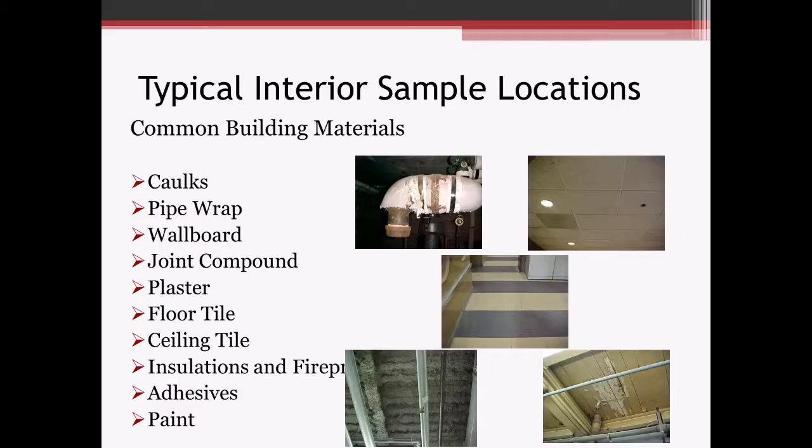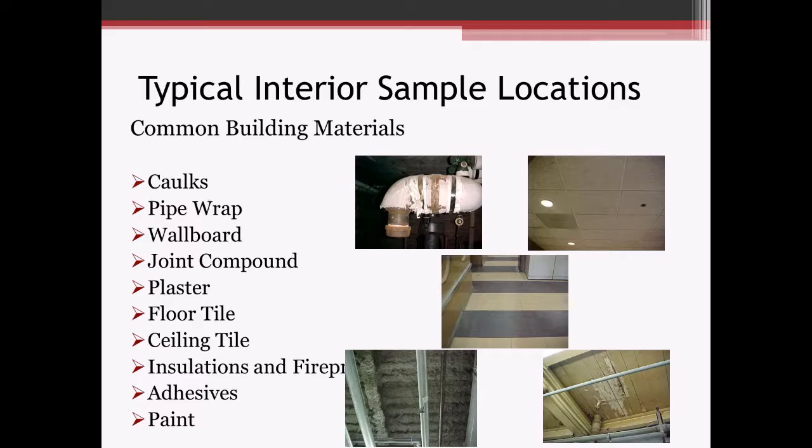This slide shows a lot of different items that might have asbestos-containing materials or possibly even PCB in the caulk or paint. So some different things you might be aware of: caulks, pipe wrap, insulation, wallboard, joint compound, plaster, floor tile, ceiling tile, insulations, adhesives, paint. Those are all common suspect asbestos-containing materials.